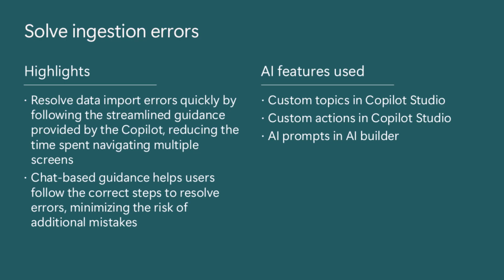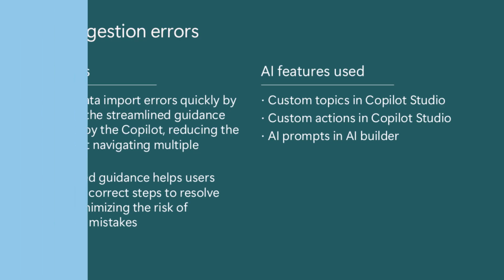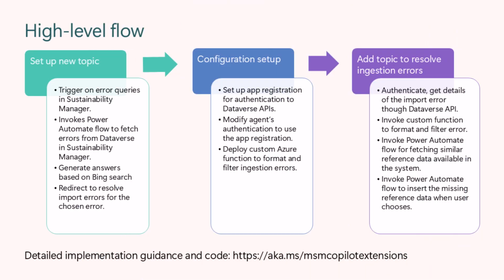This implementation has a lot more nuts and bolts to it. To be more precise, we have 2 custom topics, 4 Power Automate flows, 2 API calls, and 4 AI prompts to power this use case. To break it down at a high level, in the first topic, we trigger when a user queries about an error. This topic then invokes a Power Automate flow to fetch Sustainability Manager connection and calculation errors in the environment.